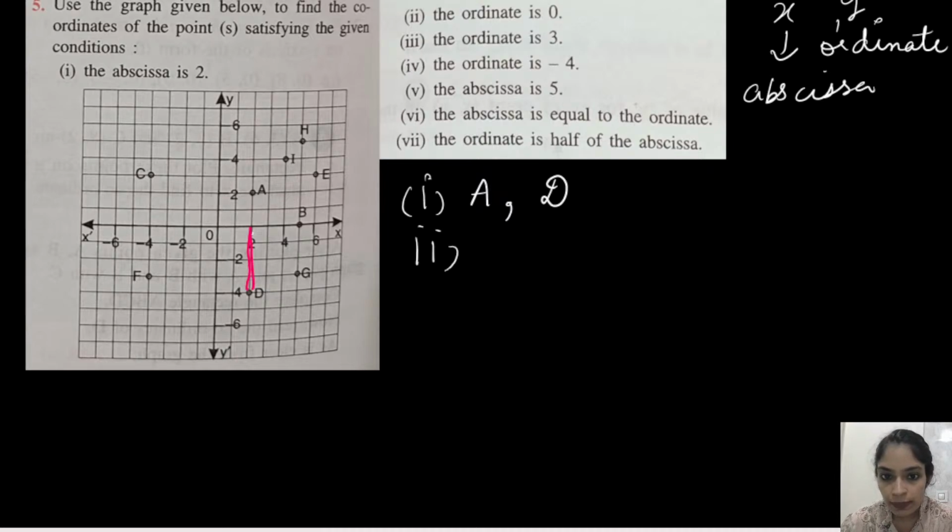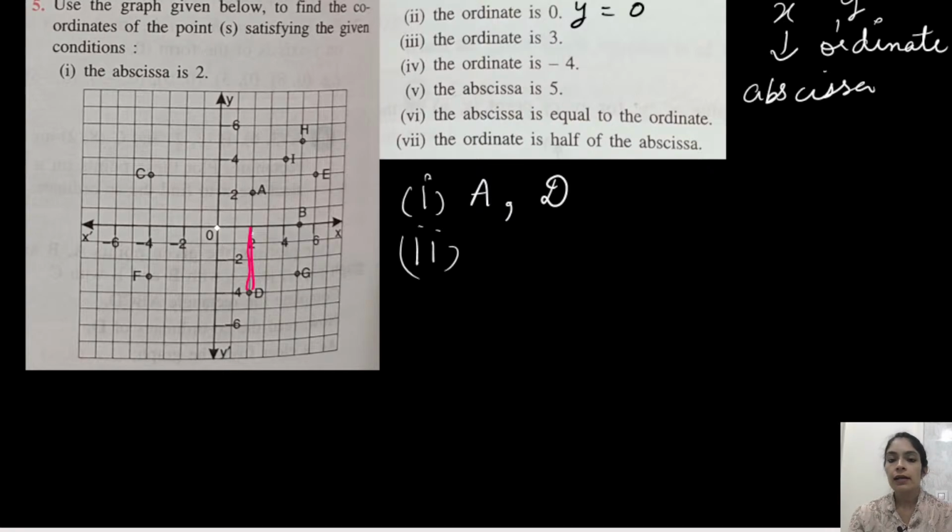Let's do second one now. Ordinate is 0. Ordinate means what? Ordinate means y's value is equal to 0. So we have to write that point. Okay, I will explain. 0 is here. So y's value is 0.